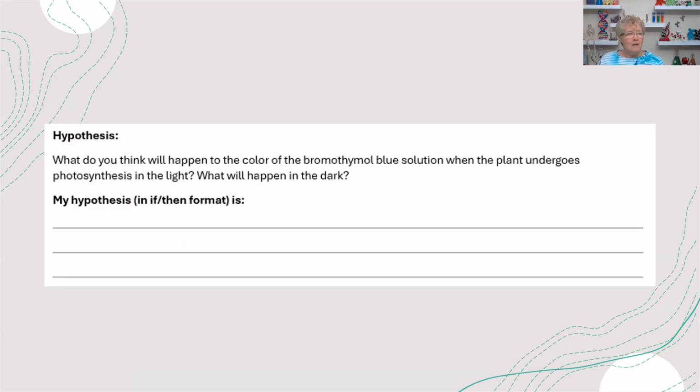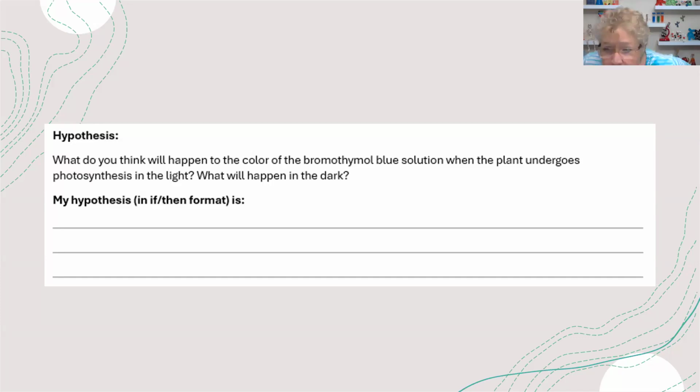All right. Now, the next thing is the hypothesis. So let's read that together. What do you think will happen to the color of the bromothymol blue solution when the plant undergoes photosynthesis in the light? What will happen in the dark? So when we're writing a hypothesis, it helps if we think of what is our independent variable? What is our dependent variable?